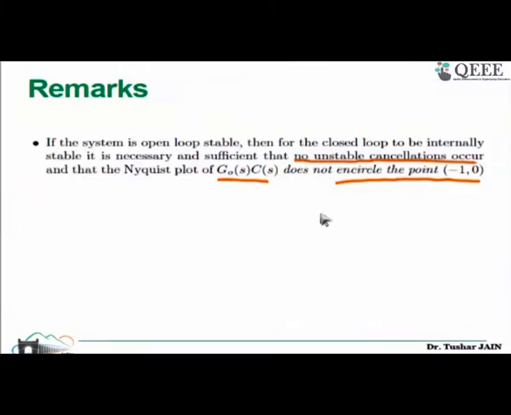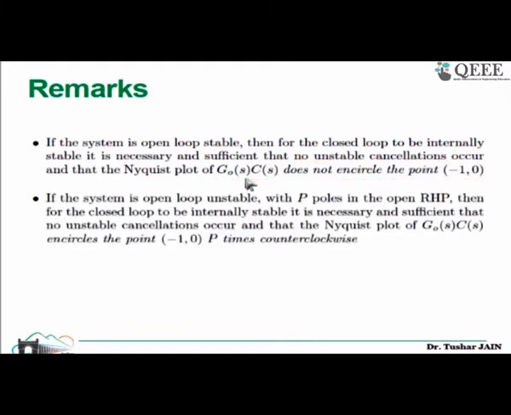Okay, so if the system is open loop stable, then the Nyquist plot of G naught C should not encircle the point -1, 0 at all. If the system is open loop unstable, it is a similar condition: it should encircle the -1, 0 point P times counterclockwise.